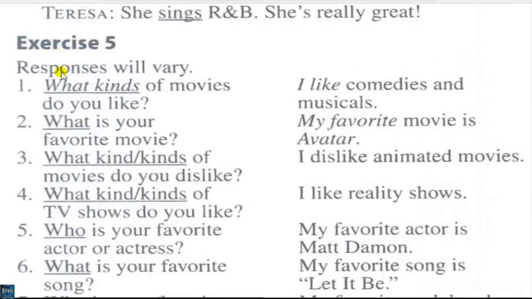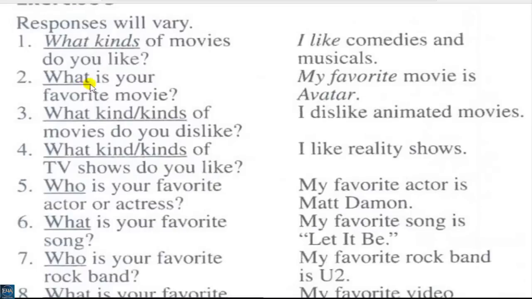Exercise 5. Responses will vary. 1. What kinds of movies do you like? I like comedies and musicals. 2. What's your favorite movie? My favorite movie is Avatar. 3. What kinds of movies do you dislike? I dislike animated movies. 4. What kinds of TV shows do you like? I like reality shows.